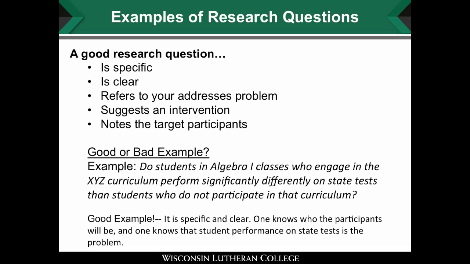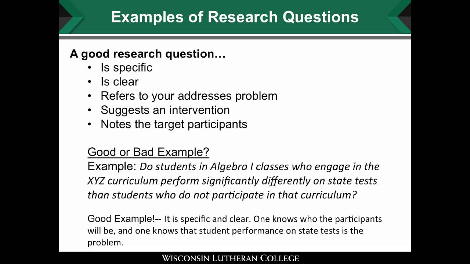It refers to your addressed problem. It suggests an intervention. In other words, how do you fix this? What's the intervention that would go in? And then it notes the target participants. So for a couple minutes, let's play around with this a little bit. Tell me if you think this is a good or bad example. I kind of give it away at the bottom, but: do students in Algebra 1 class who engage in the XYZ curriculum perform significantly differently on state tests than students who do not participate in that curriculum?